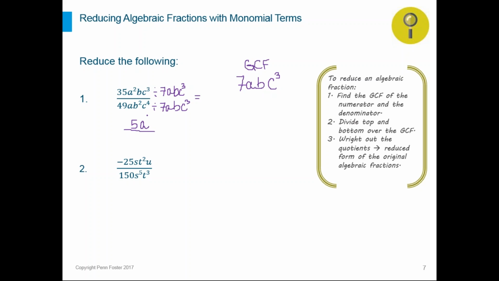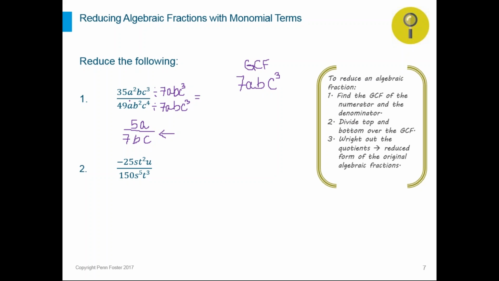On the bottom, divide 49ab squared c to the 4th over the greatest common factor. 49 over 7 is a 7. A divided by a cancels out. B squared over b, subtract 2 minus 1 will give you a 1, so it's going to be b. And then c to the 4th over c to the 3rd will be c to the 1st. So this is the reduced form of this given algebraic fraction.